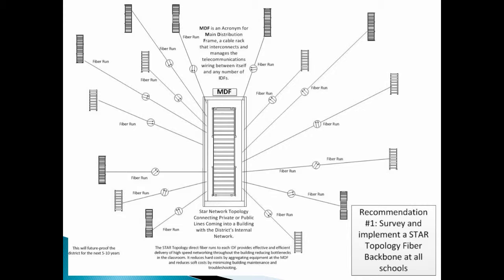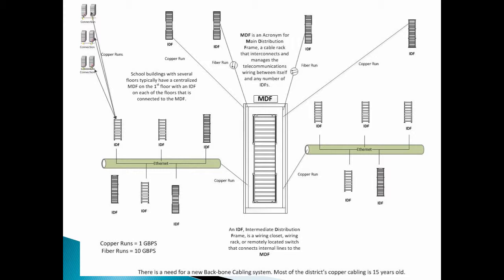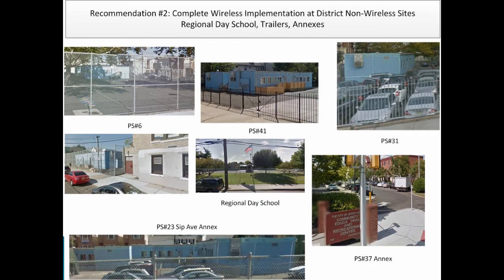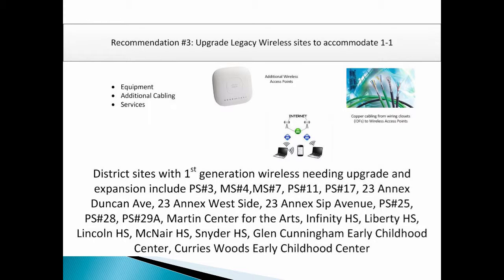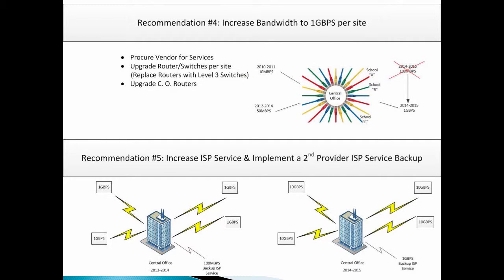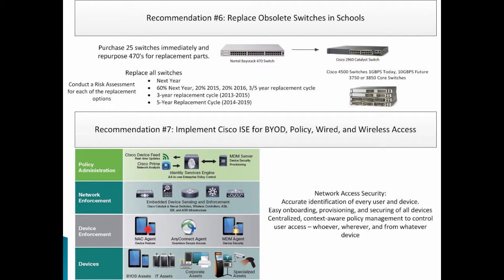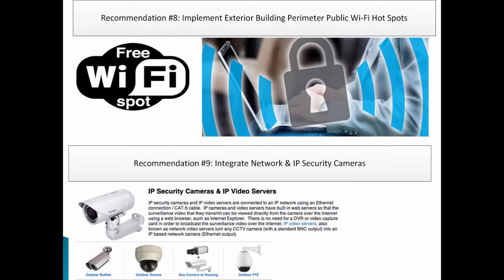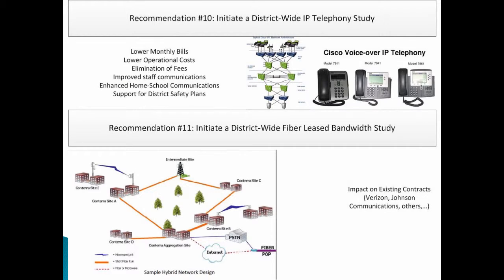The most recent recommendations include projects like replacing the school building local area networks, also known as LANs, with a fiber backbone, implementing wireless at annex locations, upgrading legacy wireless at all schools, increasing bandwidth on the wide area network, also known as a WAN, to 1 gigabit per second, increasing bandwidth of the internet service provider and providing a second internet service provider as a backup, replacing obsolete switches in the schools, implementing a network security management solution, implementing public Wi-Fi spots and IP-based security cameras and video servers, researching an upgrade of phone systems to a voice-over IP solution, and implementing a district-wide fiber leased bandwidth solution.